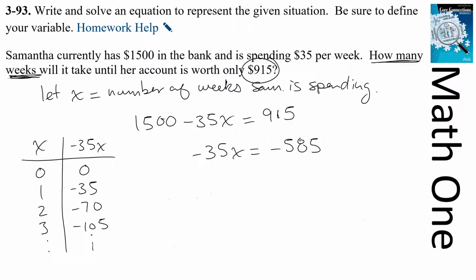I get it's about 16. So in about 16 weeks, and actually it's 16.7, so a little bit more than 16 weeks. And it would happen sometime after the 16th week and before the 17th week. Her account would be worth about $915.